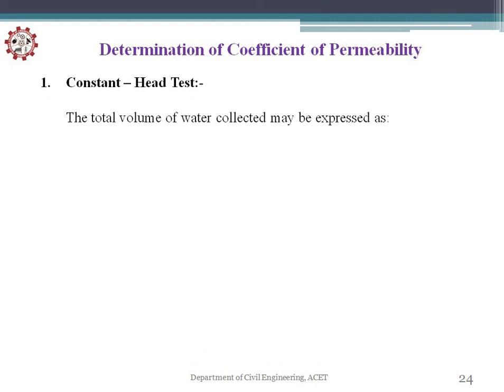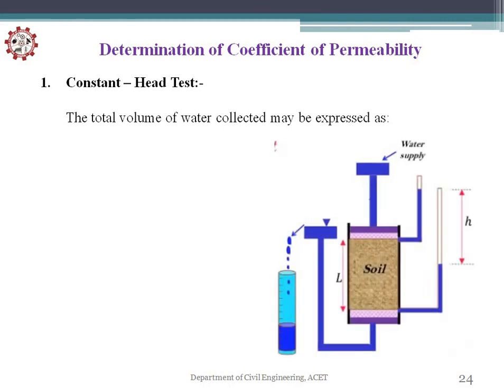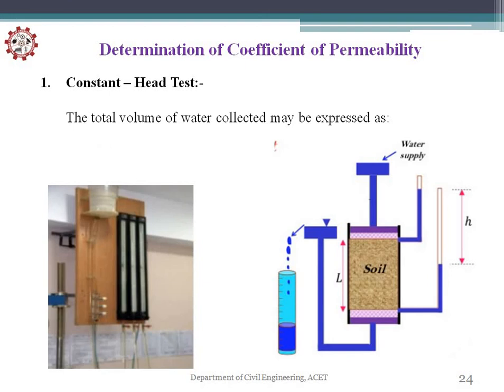Determination of coefficient of permeability, constant head test. The total volume of water collected may be expressed as Q equals AVT equals A into KIT. So V is nothing but KI, as we have already seen in Darcy's law. So how is it going to come?